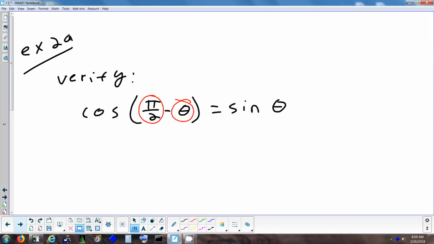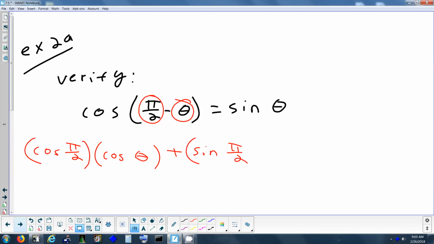Okay, so can someone remind me, what's the first part of the formula before the plus sign? Liam? Cosine pi over 2 times cosine theta. Yep, cosine of the first times cosine of the second. So there's cosine of the first, cosine of the second. Now, can somebody remind me what the last part is, Jane? Sine of pi over 2 times sine of theta. Sine of the first, sine of the second.